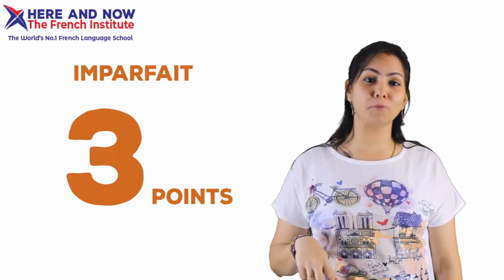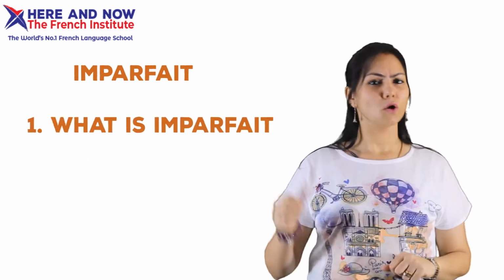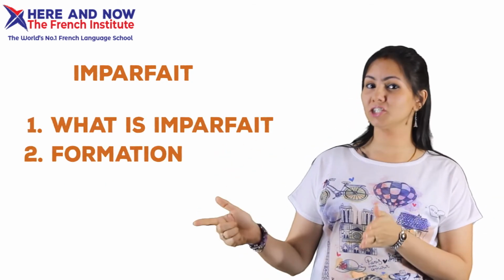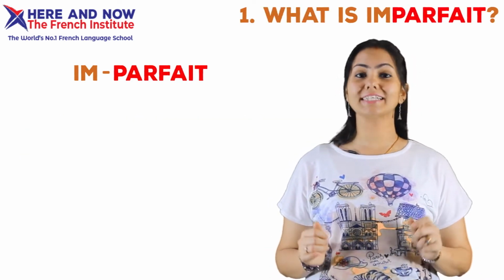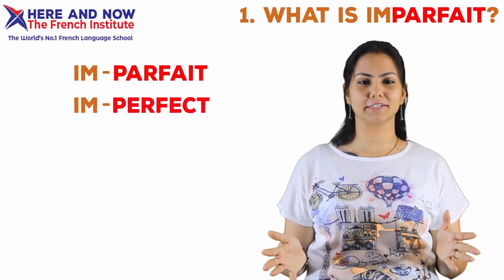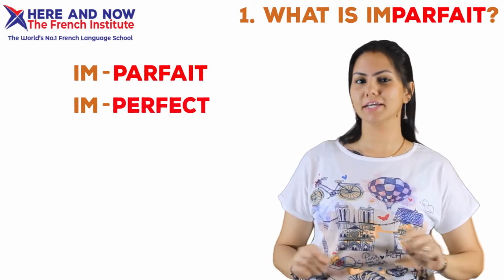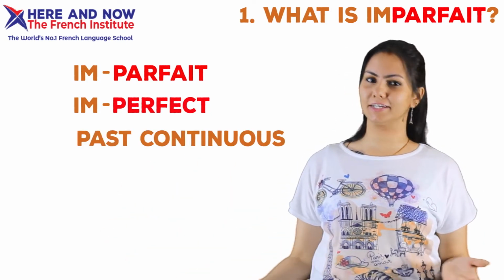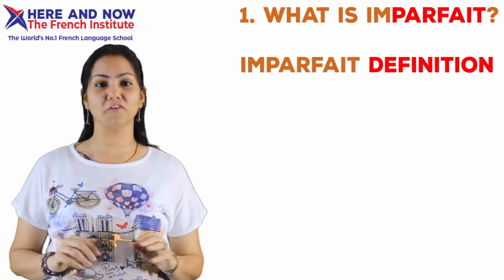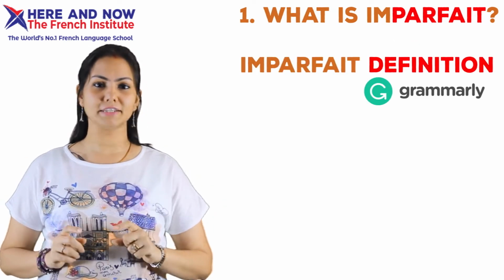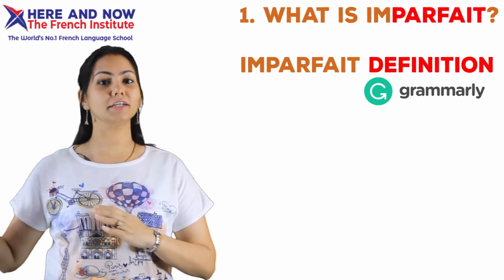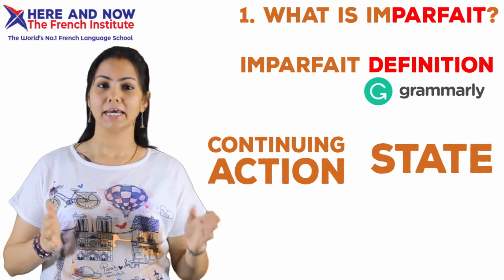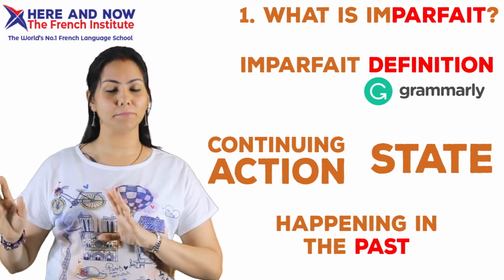Today's topic is Imparfait. We have 3 important points on Imparfait for you. What is Imparfait? The formation of Imparfait and how it is used. Imparfait, as the name suggests, it is imperfect. Imparfait is nothing but the past continuous tense in English. According to the definition of Grammarly, past continuous tense, or also called the past progressive tense, refers to a continuing action or a state happening at a point in time in the past.